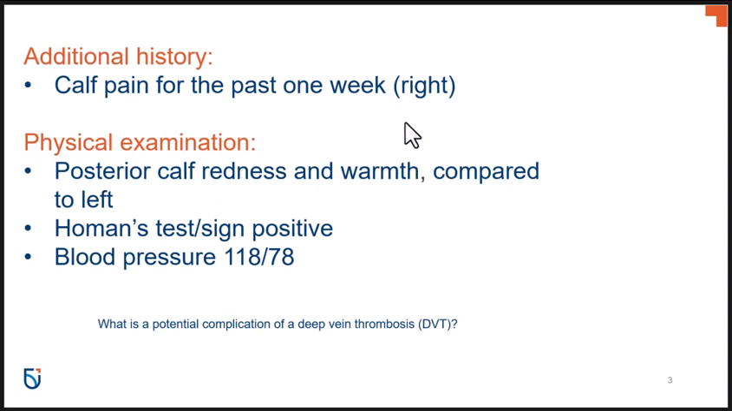Upon palpation, the practitioner could take the back of their hand and place it on the person's calf in the area where they see that redness and have an idea of differences in temperature between the right and the left side. It felt warm compared to the left side. Homan's test, an orthopedic test, was positive.